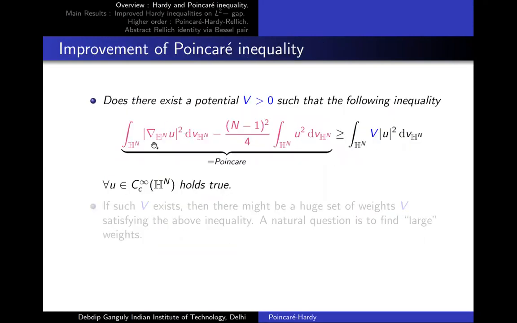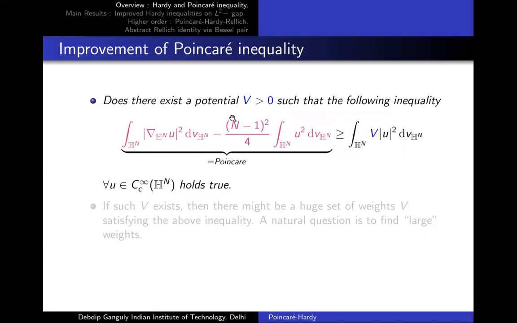So the question is, does there exist a positive V such that the following inequality holds true? If the right hand side is 0, then this is a Poincaré inequality. Poincaré says that the integral of gradient of u squared is greater than or equal to (n minus 1) whole squared by 4 times the integral of u squared. Or in other words, this minus this is greater than or equal to 0. This is what Poincaré says, and this is the best constant.